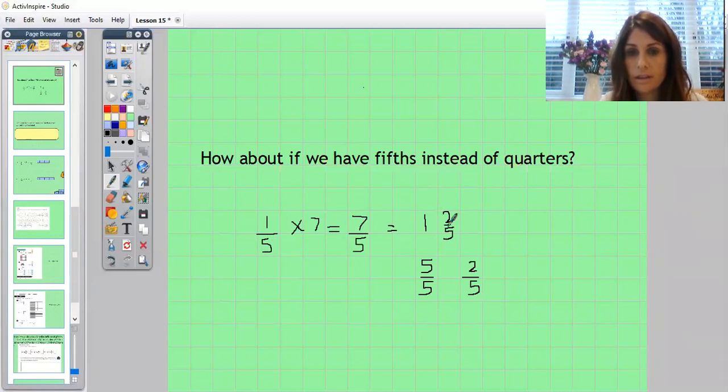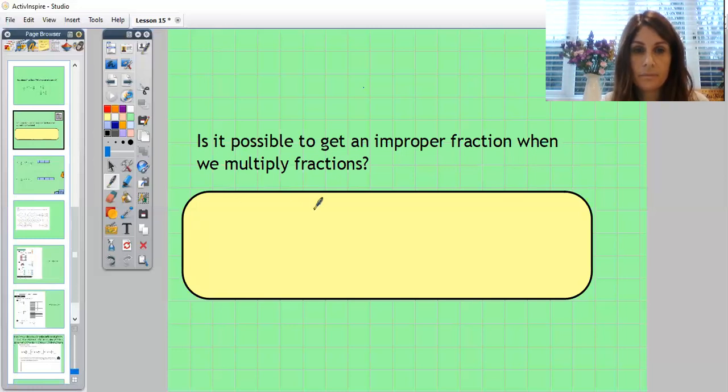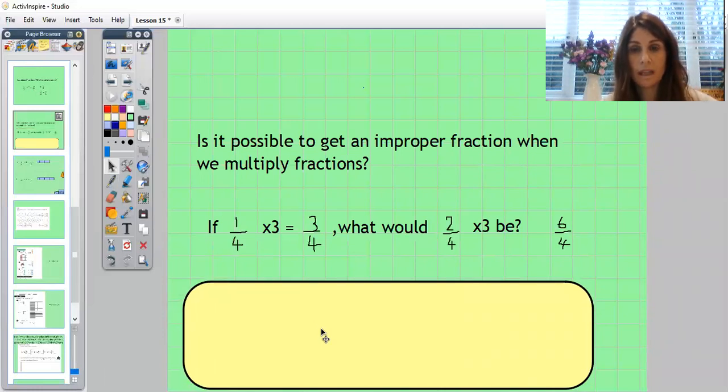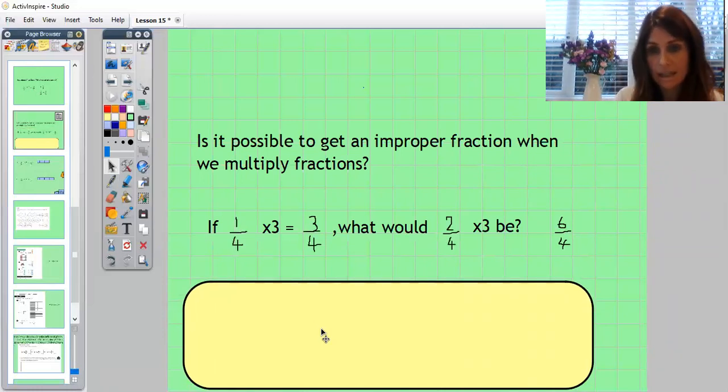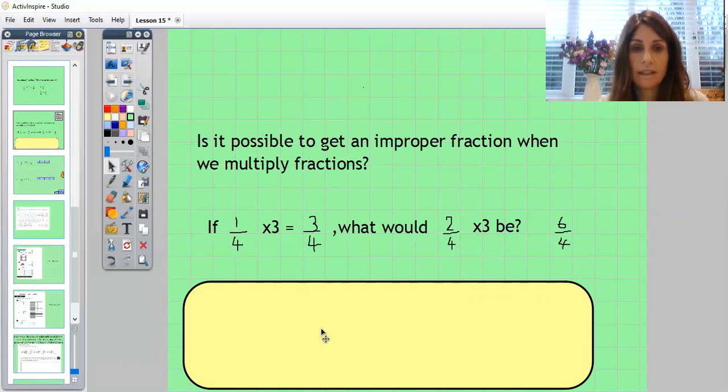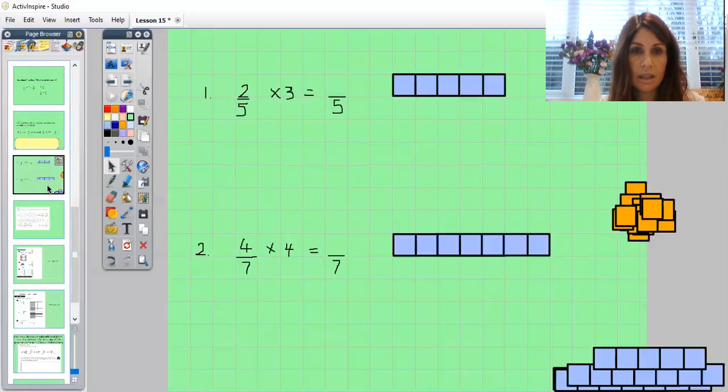7/5 and 1 and 2/5 are the same, because 1 and 2/5 is made up of 5/5 and 2/5, which is 7/5. All right. So we know that when it's 1 whole, the numerator and the denominator are the same size. Right, okay. So let's have a quick look at this. I've actually answered this one, I jumped on a little bit there. Is it possible to get an improper fraction when we multiply fractions? Yes, it is. We've just talked about that already, so I'll skip past that one, but you can have a look at that just to make sure you're clear.